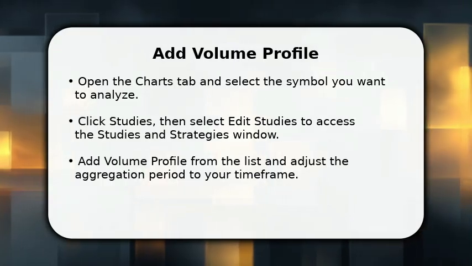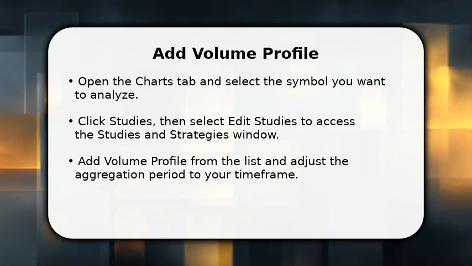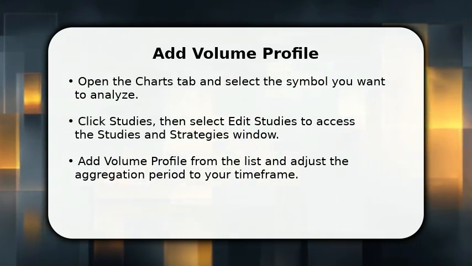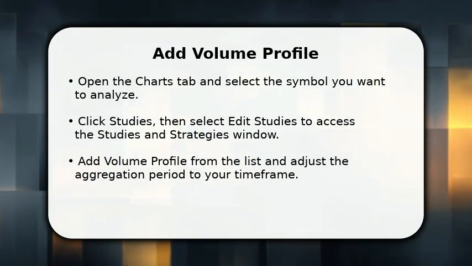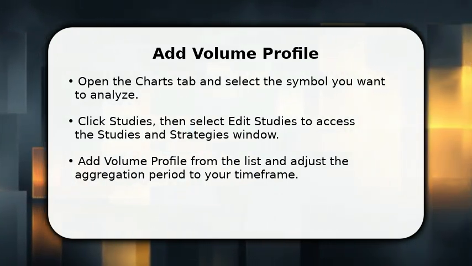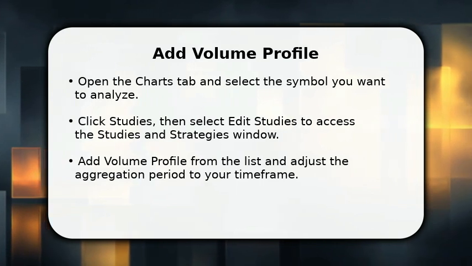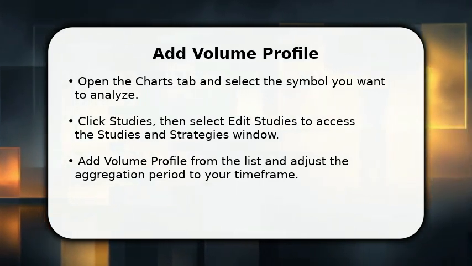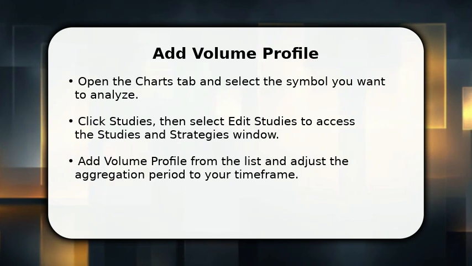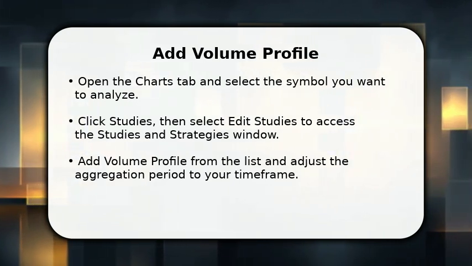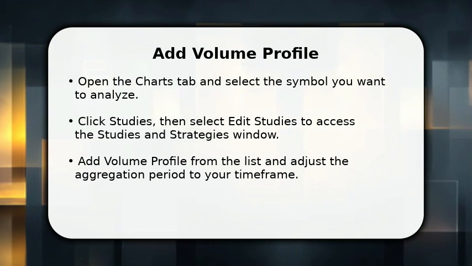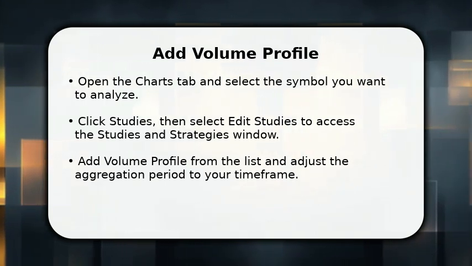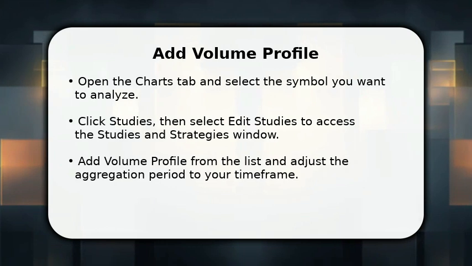In this video, I will explain how to add volume profile on Thinkorswim. Open Charts, click Studies, and choose Edit Studies to add volume profile immediately. Select the volume profile study, then pick a time frame or range to calculate the profile. Adjust settings like row size, display style, and aggregation period to match your trading horizon. Finally, save the study set so you can apply this profile quickly to other symbols and layouts.